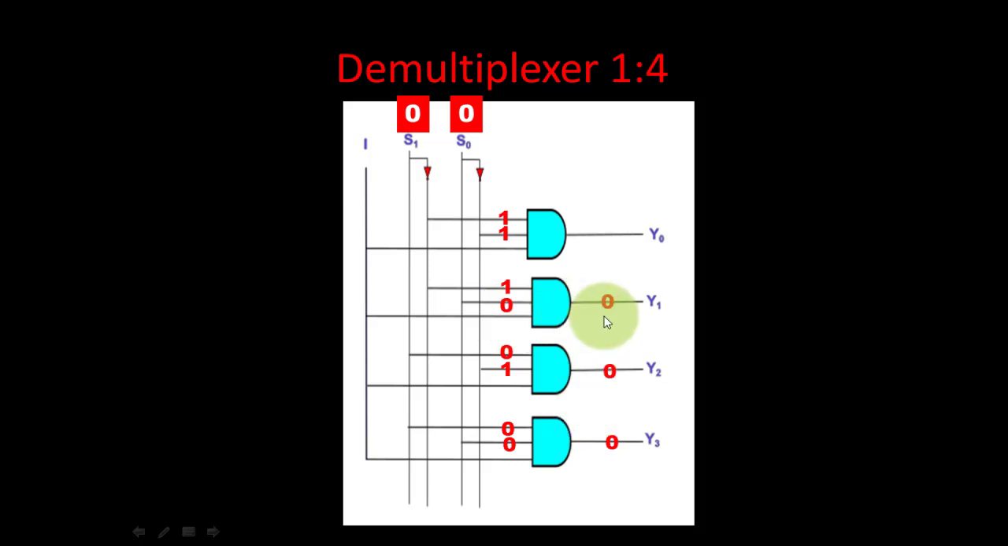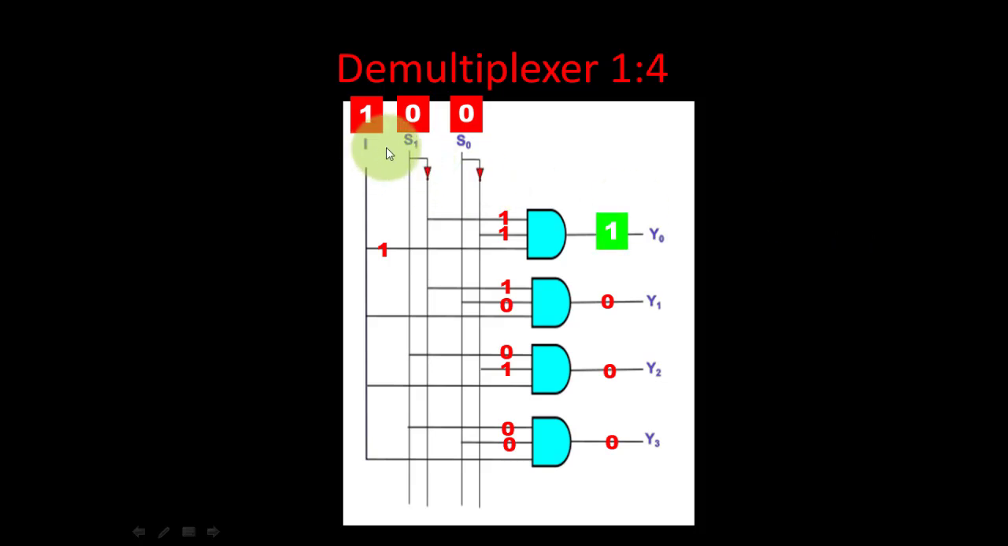Y1, Y2, Y3 are 0 irrespective of whatever input we are giving, but Y0 depends on I. Now if we make I as 0, a single input becomes 0, so the output becomes 0. Now if we make I as 1, all the inputs are 1, so the output becomes 1.